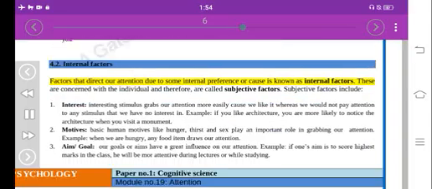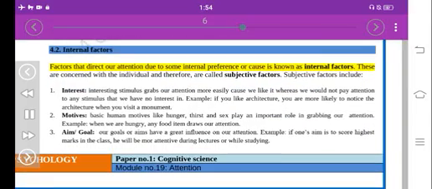4.2. Internal factors. Factors that direct our attention due to some internal preference or cause are known as internal factors. These are concerned with the individual and therefore are called subjective factors. Subjective factors include 1. Interest. An interesting stimulus grabs our attention more easily because we like it, whereas we would not pay attention to any stimulus that we have no interest in. Example, if you like architecture, you are more likely to notice the architecture when you visit a monument. 2. Motives. Basic human motives like hunger, thirst and sex play an important role in grabbing our attention. Example, when we are hungry, any food item draws our attention.